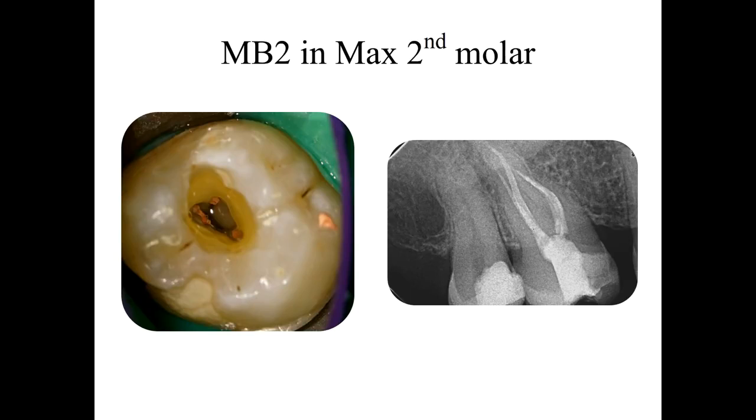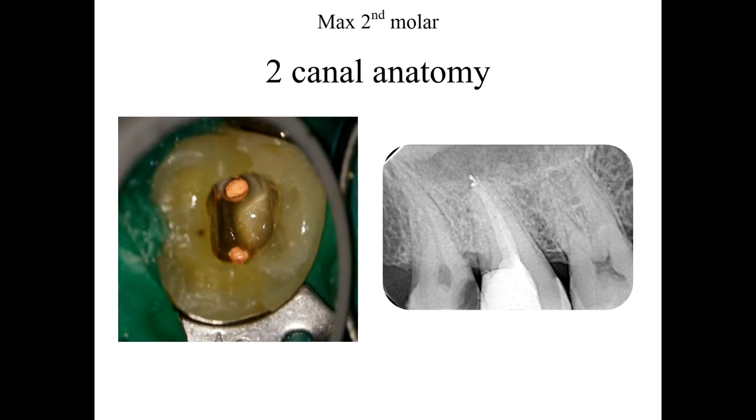The MB2, which we had discussed about in the maxillary first molar, also quite commonly occurs in the maxillary second molar. The 2 canal anatomy of the maxillary second molar, we also have a 1 canal anatomy of the maxillary second molar. I will show you a case of that also.